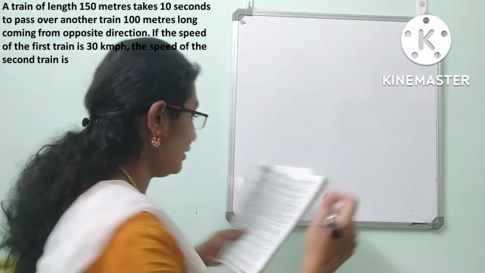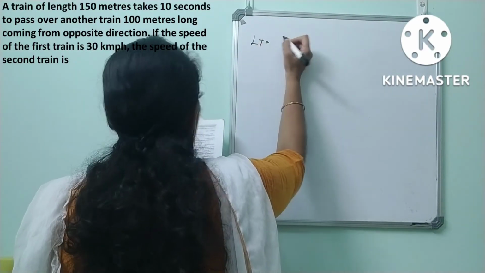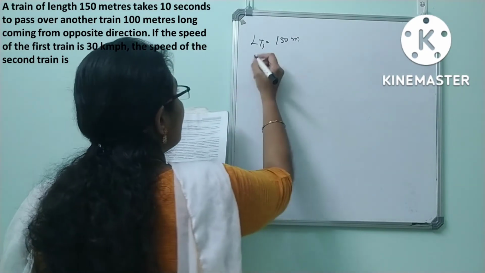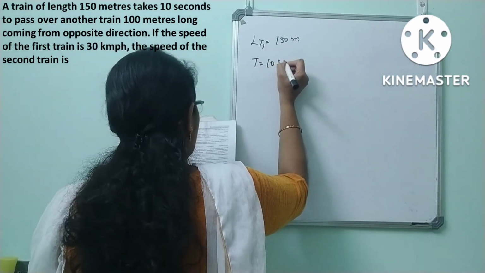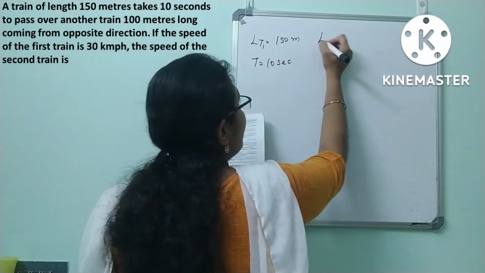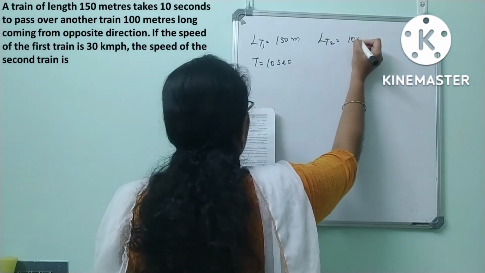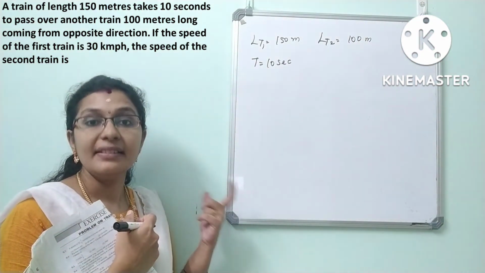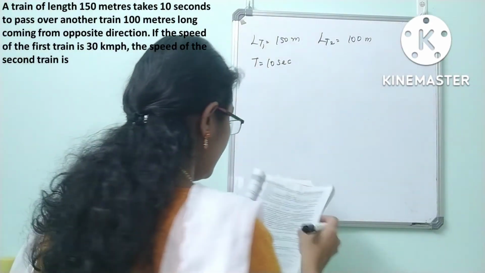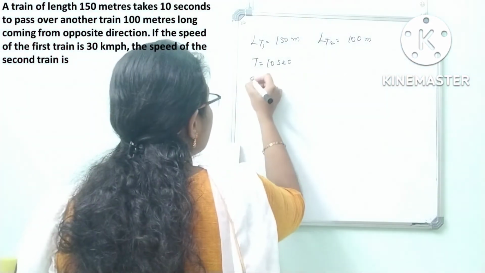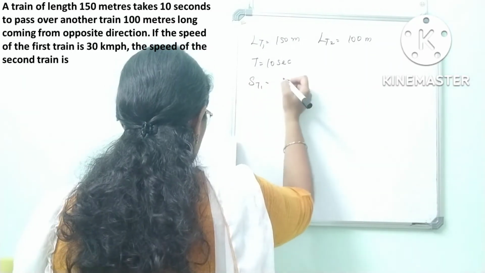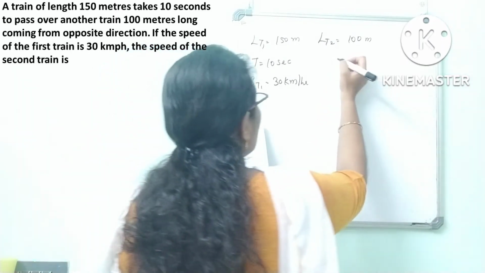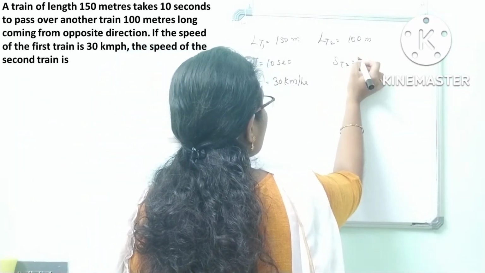In that case, how the data will be considered, let us see, okay? So write down the given data. Length of the first train is 150 meters, okay? So let me denote it as LT1, and the time taken is 10 seconds to pass over another train whose length is 100 meters coming from the opposite direction. Opposite direction means you will add their speed, correct? Yes. If the speed of the first train is 30 km per hour, the speed of the second train is?